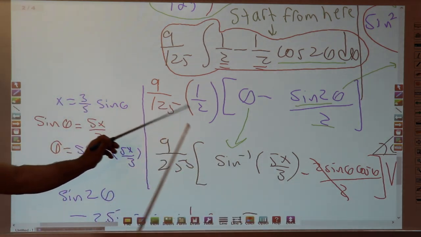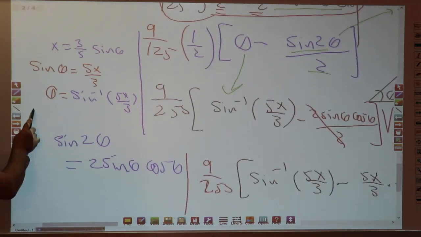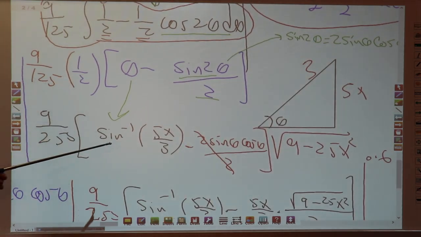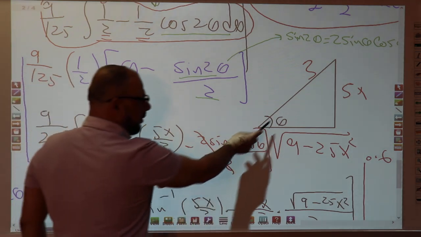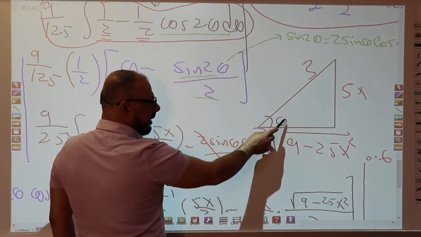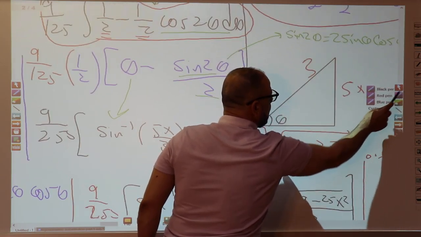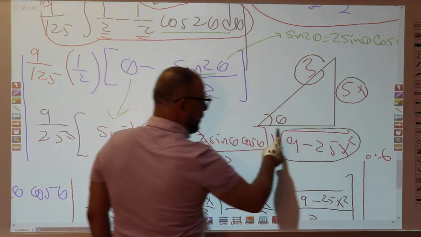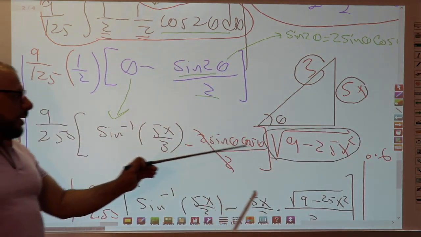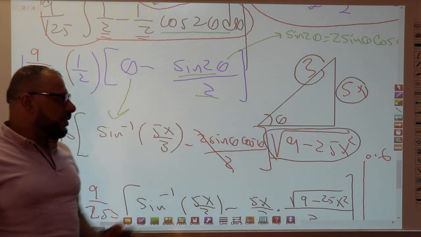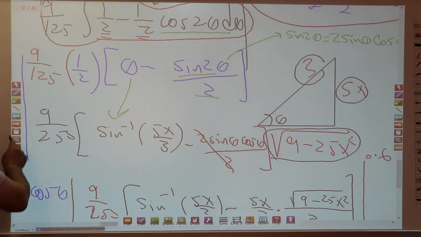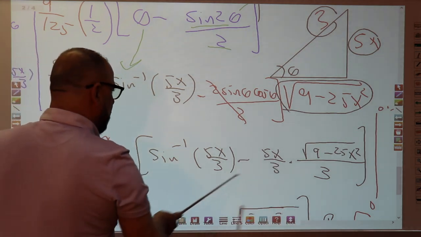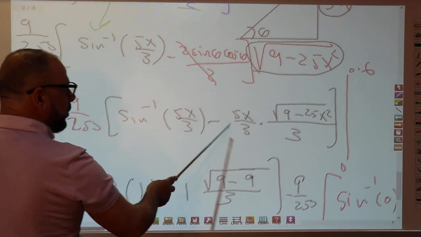Also I have sine 2 theta equals 2 sine theta cosine theta. Now, sine theta and cosine theta, you can get them from the triangle. Sine theta equals 5x over 3, right? And cosine theta, with the trick I gave you before, equals square root of 9 minus 25x squared over 3, adjacent over hypotenuse. Now we have all what we need here, and our limit is from 0 to 0.6.